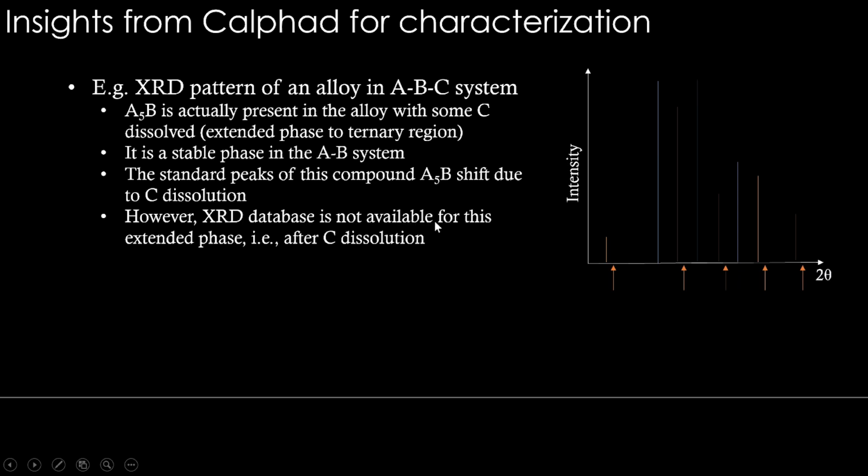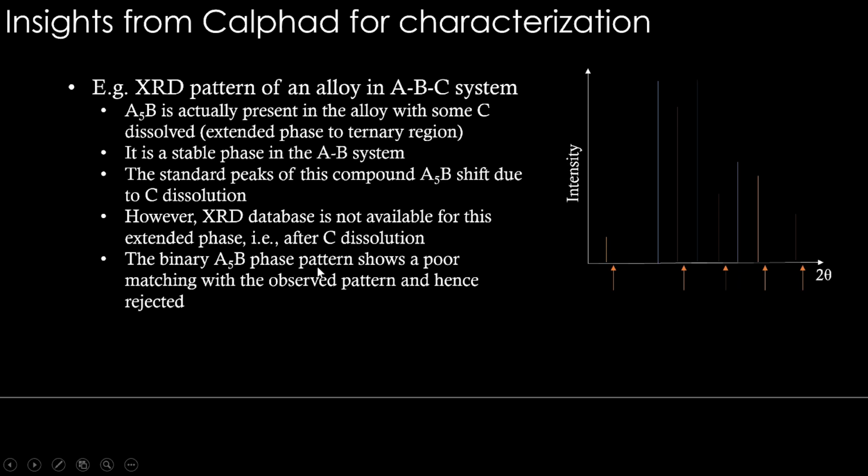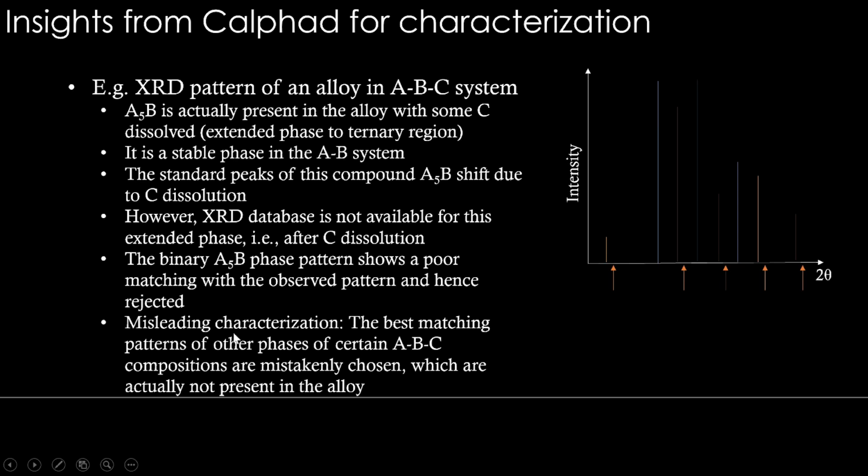However, the XRD database is not available for this extended phase. These peak positions will not come in the XRD database. Therefore, only going with this binary A5B pattern shows a poor matching with the observed pattern. Obviously, like this, there is a severe mismatch, right? And hence it is rejected. This particular phase, because it has very little matching, is rejected if you follow the conventional method. So a misleading characterization can be made. The best matching patterns of other phases of certain ABC compositions are mistakenly chosen, which are actually not present in the alloy. Just because they have a good matching with this pattern, they may be selected. So that is wrong.